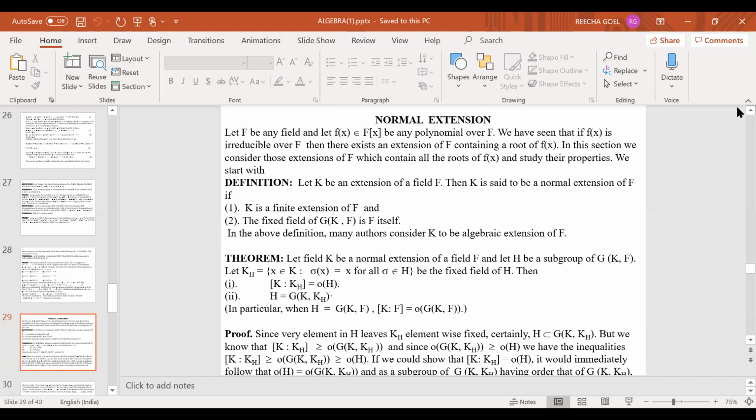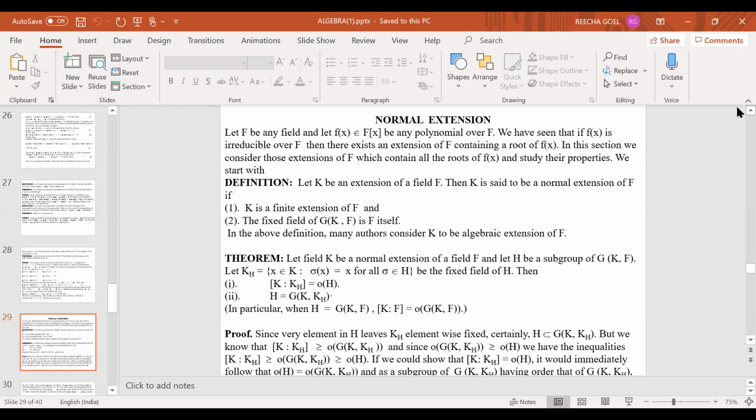So first of all, we define that an extension K will be called a normal extension of F if, number one, K is a finite extension of F. Number two, the fixed field of G(K,F) is F itself. That is, it cannot contain any element from K outside F. If these two conditions are satisfied, then this K will be termed a normal extension of F.